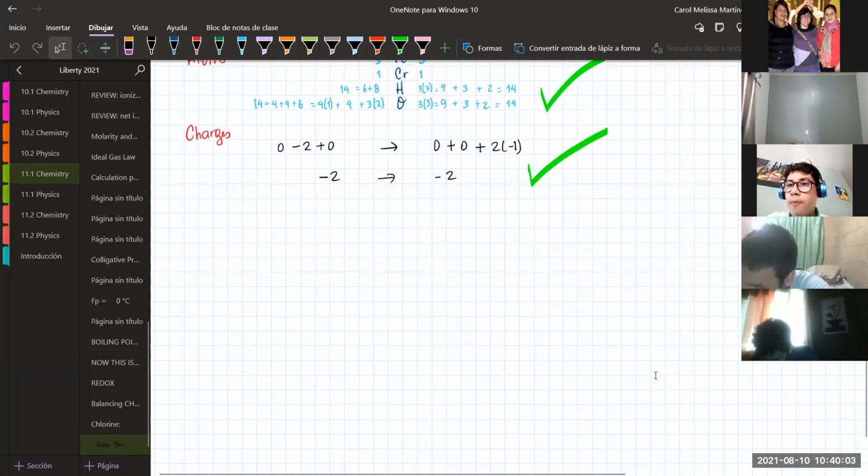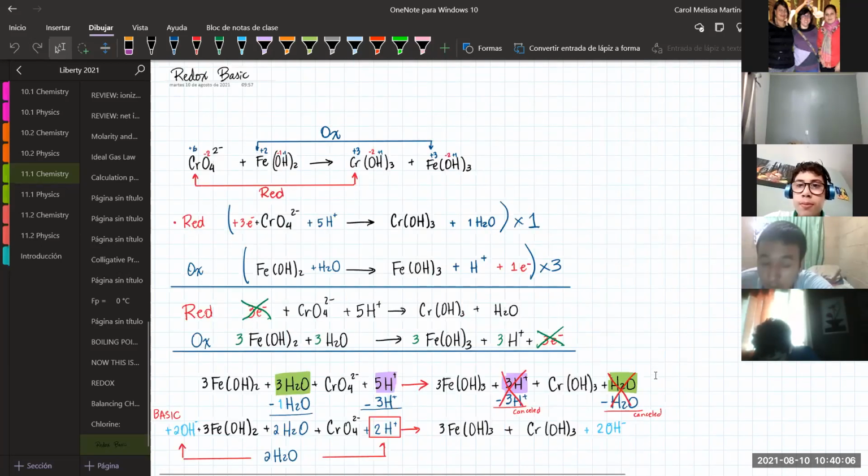It's long. It is a really long process. Redox was nice for balancing equations, but now that it's basic, it's a lot more procedure. So please, if you need, watch this video again to have a better understanding of what I did in each step. This topic requires that you study a little bit more, okay?